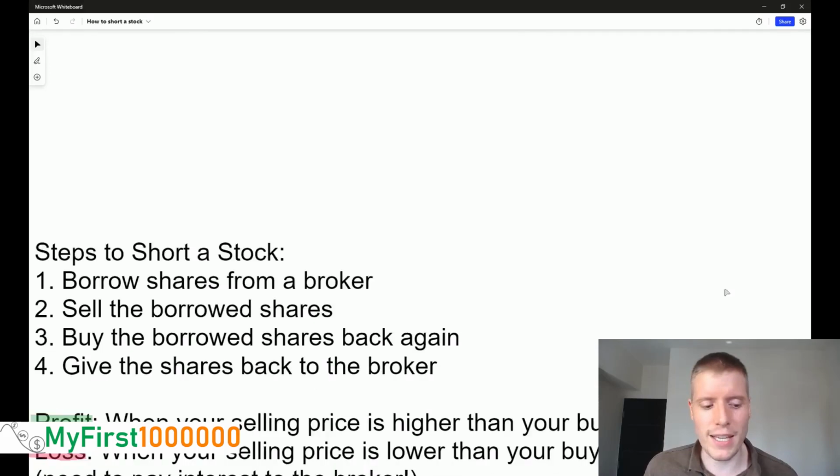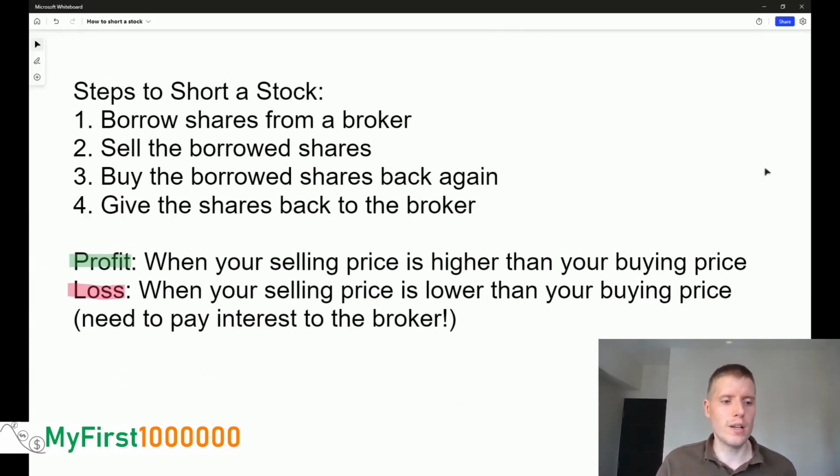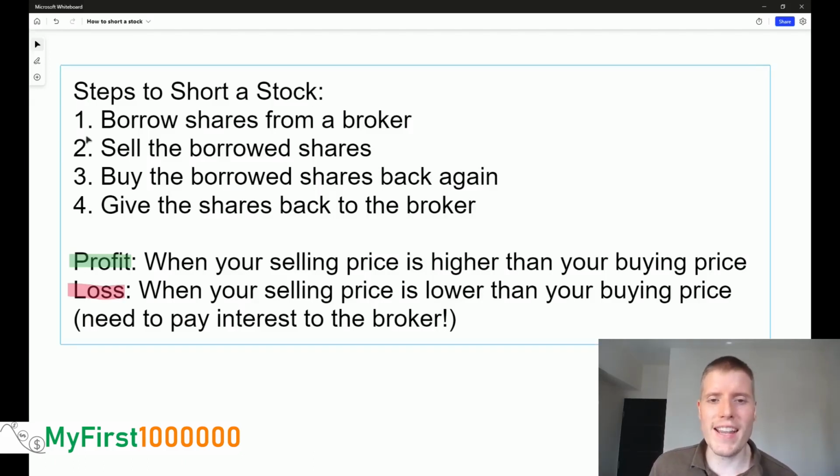So simply speaking, there are 4 steps for going short with a stock. First, you want to borrow the shares from a broker. So you need to have an account at a broker who is willing to lend you shares. Then, if you're able to borrow some shares of the stock that you want to short, you will sell the borrowed shares immediately. So you will get the shares from the broker and you will sell them immediately on the market.